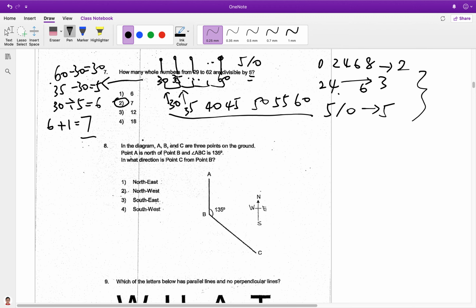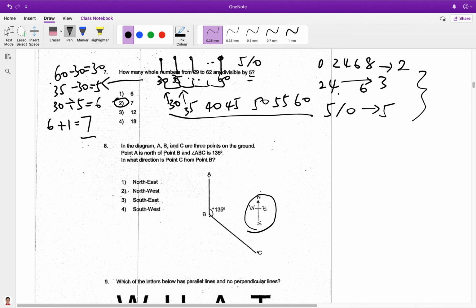Okay, the 8th. In the diagram, A, B, C are 3 points on the ground. We see A, B, C, right? So this question is very clear. It's about the directions. Point A is on the north, right? We see that it's north.